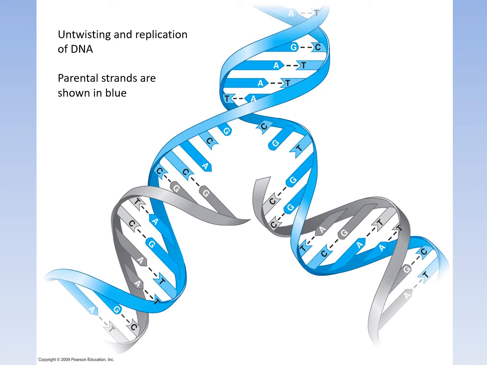This is just showing the untwisting of a DNA molecule. The parental strand is shown in blue. The new forming strands are shown in gray. And so they will just attach as nucleotides. So that would be the G with its sugar and phosphate group would attach to the C, and the G with the C here, and the T with the A, and the G with the C. And then they bind together. Their sugar phosphate groups would later bind together.